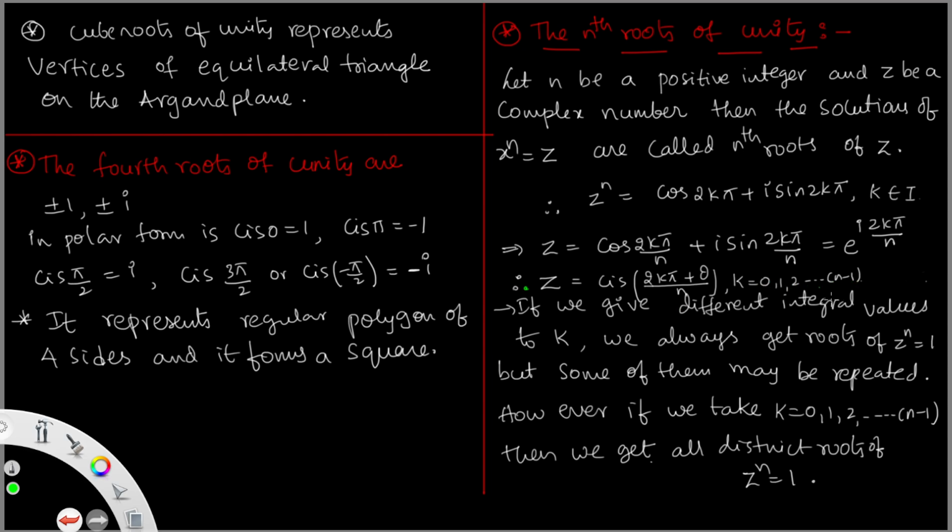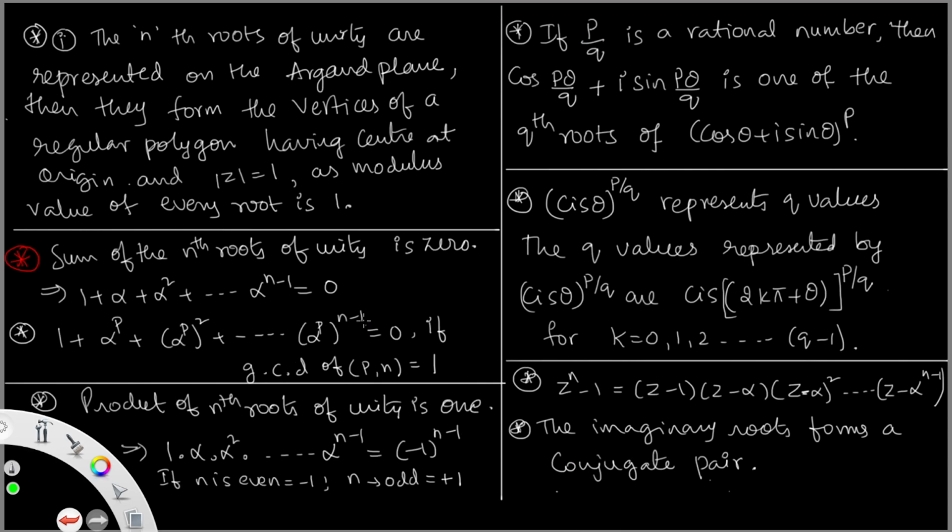If we give different integral values to k, we always get the roots of z power n equal to 1, but some of them may be repeated. However, if we take k equal to 0, 1, 2, and so on up to n minus 1, then we get all the distinct values of z power n equal to 1. That is the values for the nth roots of unity. When the nth roots of unity are represented in the Argand plane, then you get the vertices of a regular polygon having the center at the origin, and the modulus of each root is 1 unit.